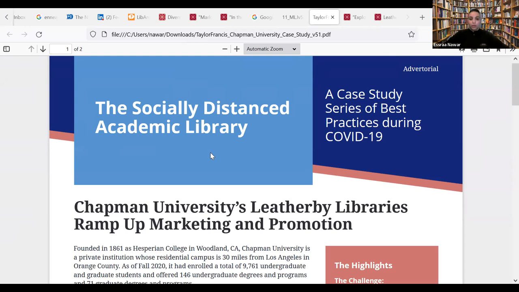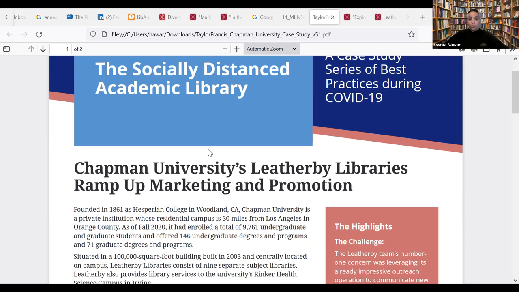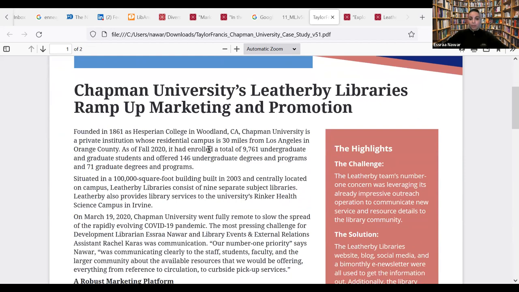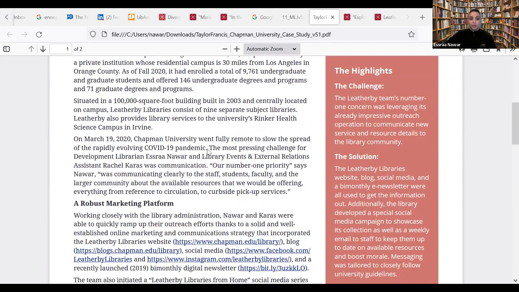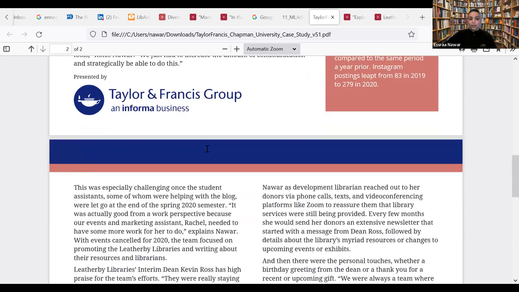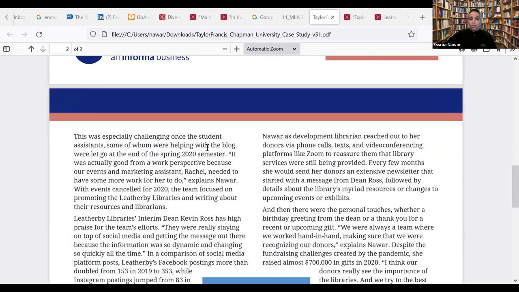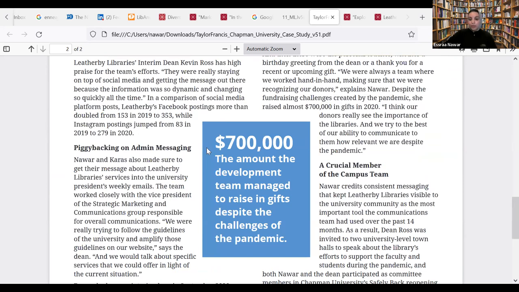Additionally, the Leatherby Libraries administration, which I'm part of, ramped up all the marketing and promotion. That's why we pivoted and worked on a couple of virtual events. We created a robust marketing platform, and we also worked with our circulation staff, and we still raised money despite the fact that we were online.